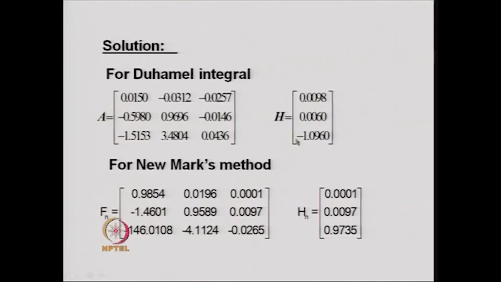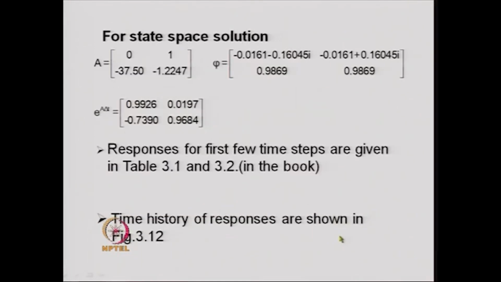So, this A matrix is the matrix which is given here in the solution. This is the A matrix for Duhamel integration, and the Fn matrix for the Newmark's beta method is given here, and Hn is this matrix. So, with the help of these matrices one can find out the response at different time steps.